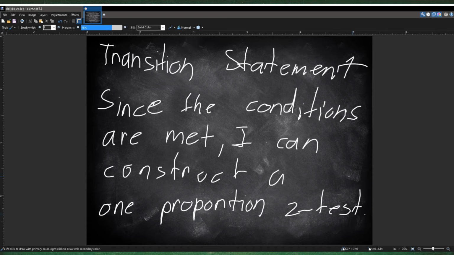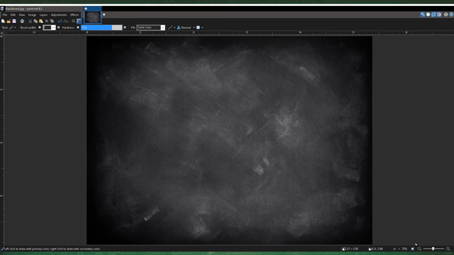You just have to say that your conditions are met, and you have to say what test you're going to be using, because they don't know what test you're going to be using. Maybe you're using a two proportion. Whenever you're taking exams like the AP exam, you have to write this out. So that's the second thing you have to do.